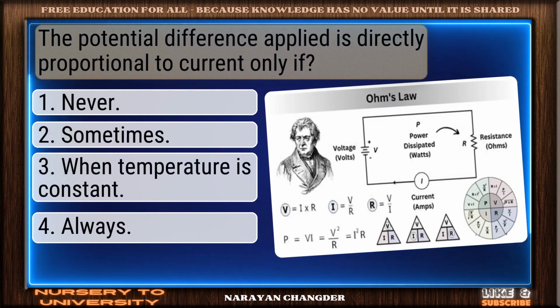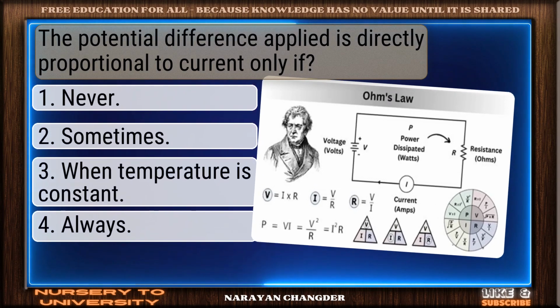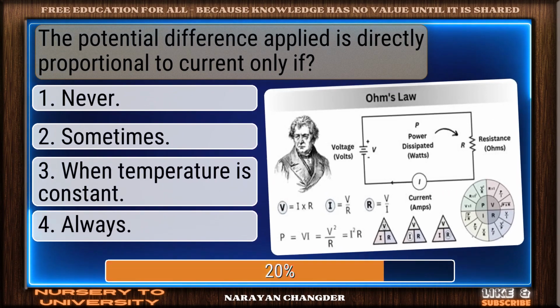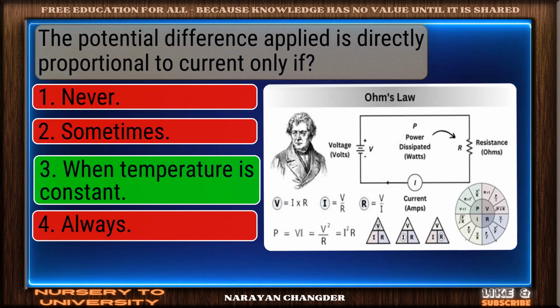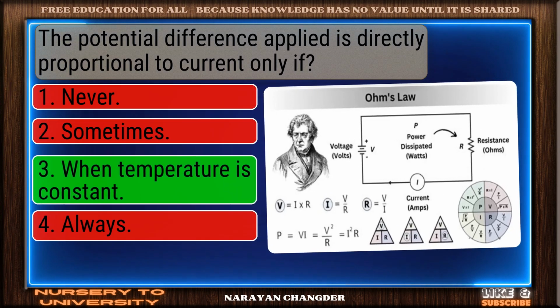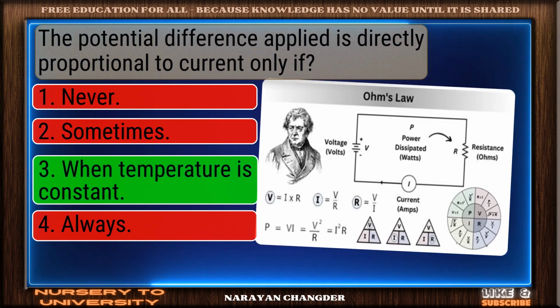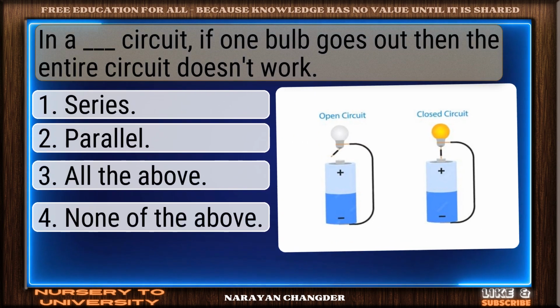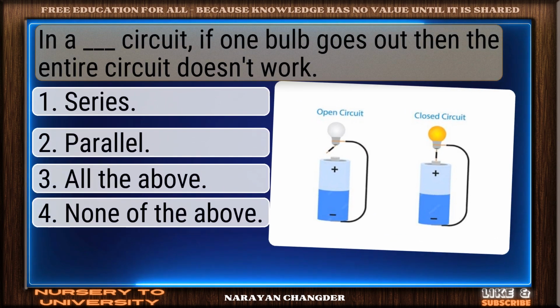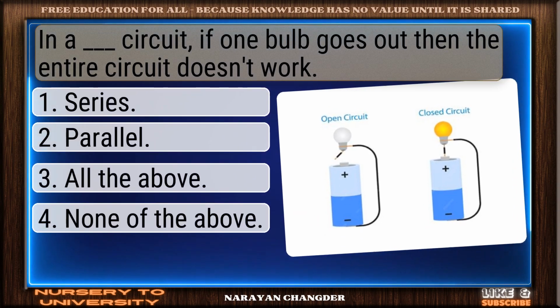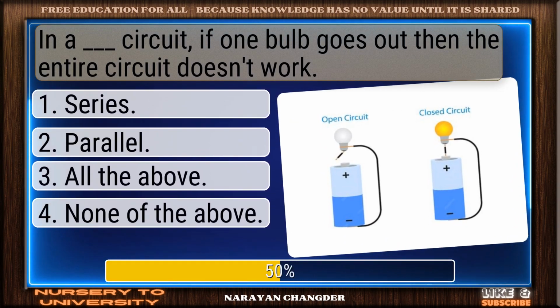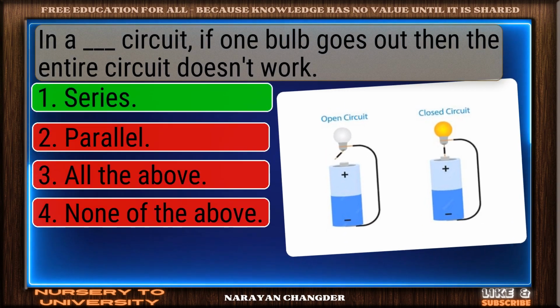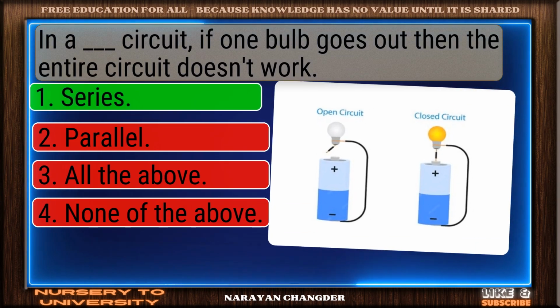The potential difference applied is directly proportional to current only if... Smart move. When temperature is constant is accurate answer. In a dash circuit, if one bulb goes out, then the entire circuit doesn't work. Well picked. Series is correct.